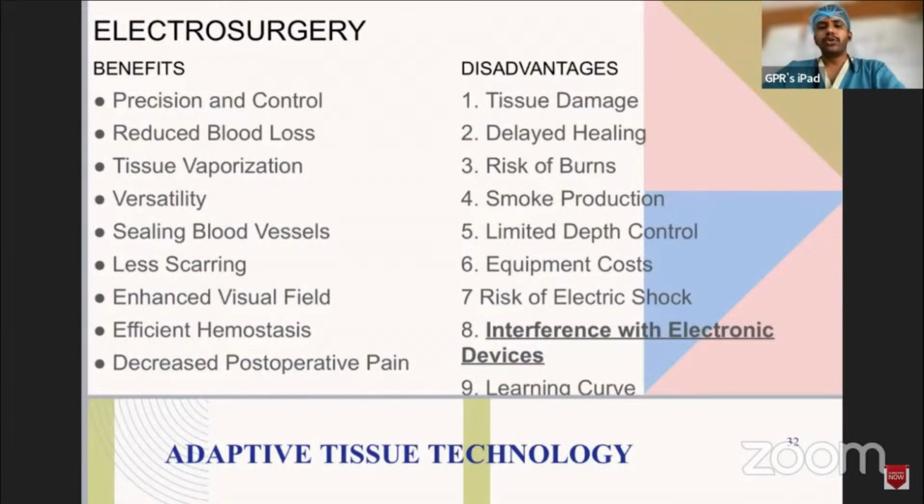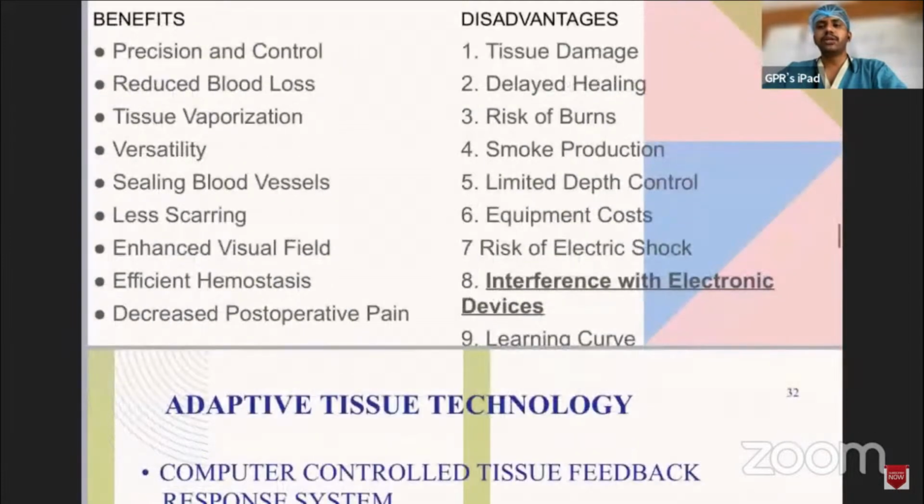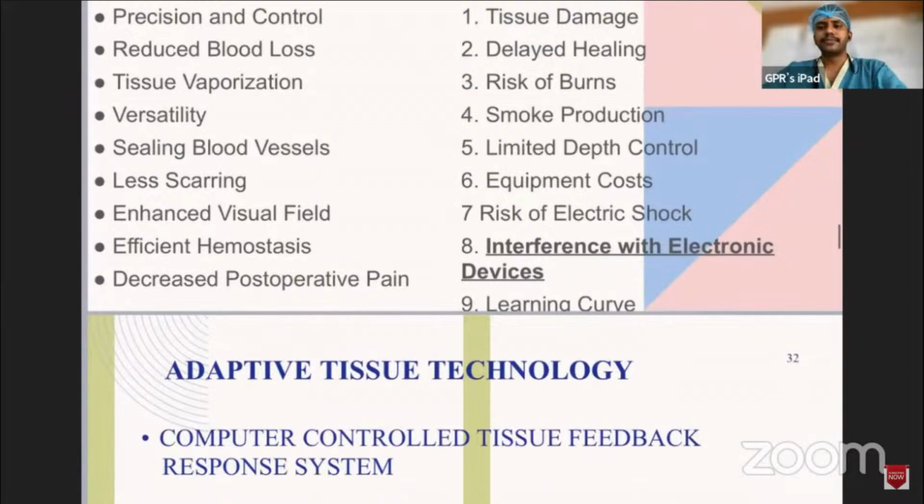So whenever a monopolar unit is being used, there is always a chance for it to interfere with body metal tissue, implants, sometimes with prostheses, sometimes with pacemakers. So whenever a pacemaker is about to be used with any patient, even in the endo mode, we make sure asynchronization is done prior to the surgery, and after surgery, maybe half an hour later, we do the synchronization back.